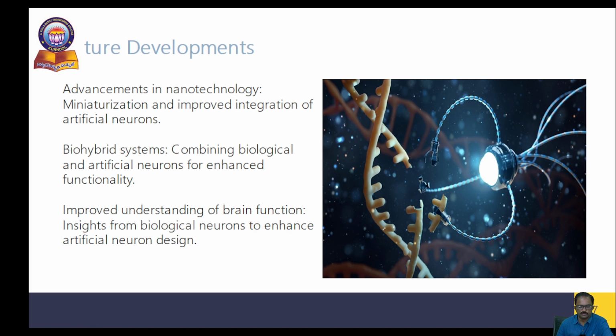Future developments means, still R&D is going on, so we don't know what type of future developments we'll get. But the thing is that they are using biohybrid systems. Biohybrid systems means they are combining both biological neurons and artificial neurons to enhance the functionality. Right now, we are replicating the artificial neural network just by understanding the biological neural network. But nowadays they are combining both artificial neurons and biological neurons to understand the brain functionality more effectively.